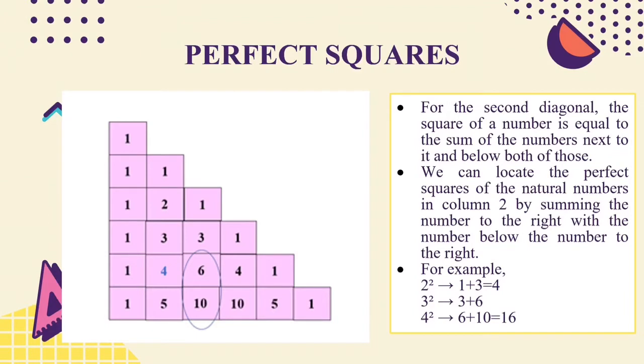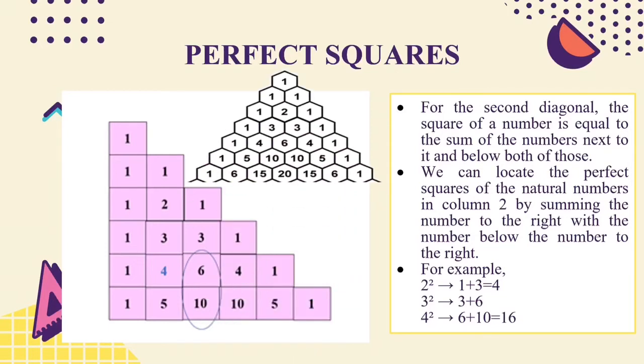The next strategy is perfect squares. For the second diagonal, the square of a number is equal to the sum of the numbers next to it. So I will show you the real figure of Pascal's triangle. If we square 4, 4 squared is equal to 16. The number next to 4 is 6, and the number below 6 is 10. So 10 plus 6 is equal to 16.